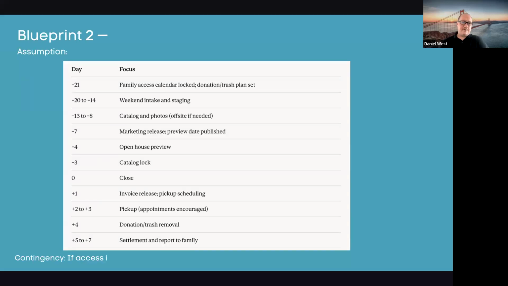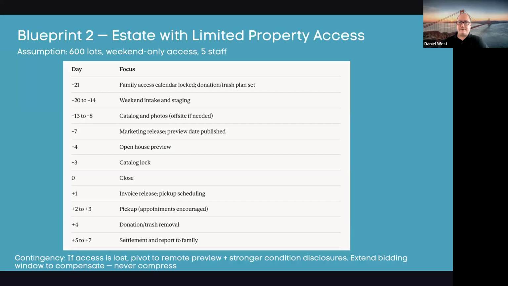So I set up another blueprint here. This one is different. This one is based upon an estate liquidation where you have some limited access to the property, which is pretty common, right? You have weekend only access. You only have 5 staff members and you've got about 600 lots to catalog. So again, you want to go to like what's the drop dead date and work backwards. That's almost always the case.